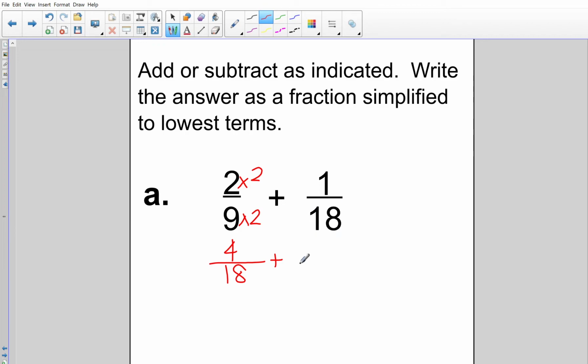Now, since this one doesn't change, I get to keep 18, I get to keep the 1 on the top. So this is not going to change this fraction at all. 4 plus 1 is 5/18, and that is my most reduced fraction.